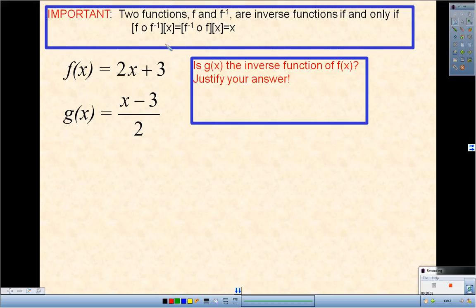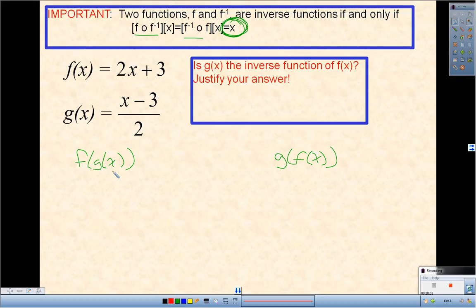So what it's saying is that if I do my function composition and I end up with x, that is proof that they are inverses of each other. So if I wanted to prove that these two functions were inverses of each other, what I would do is I would have to find f of g of x and g of f of x, and if both of these values equal x, then that's the proof that they're inverses of each other.